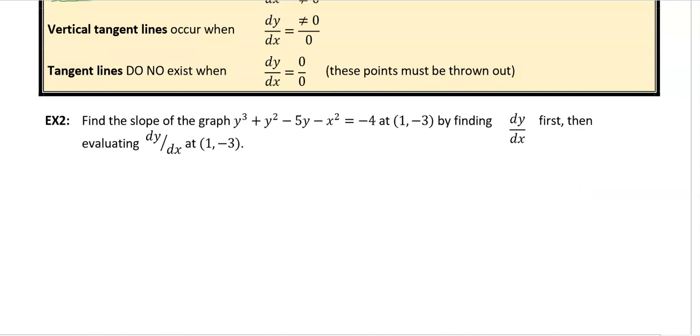It says find the slope of the graph. It's y cubed plus y squared minus 5y minus x squared equals -4, at the point (1, -3), by first finding dy/dx, and then evaluating at (1, -3).